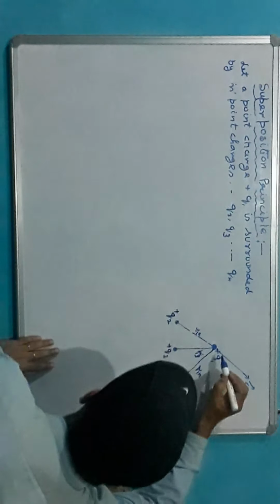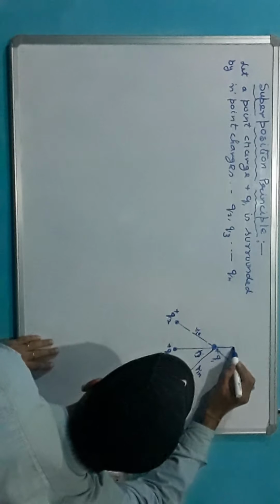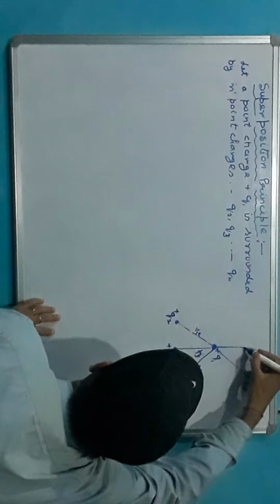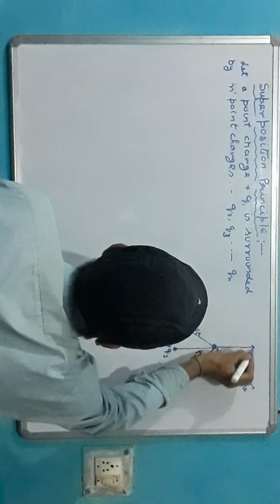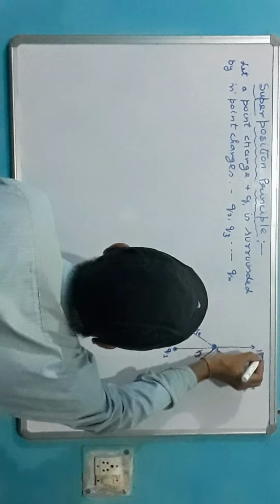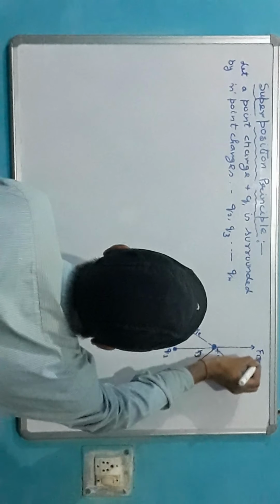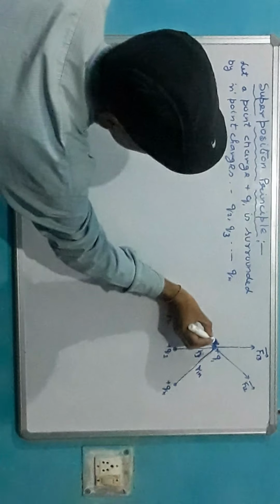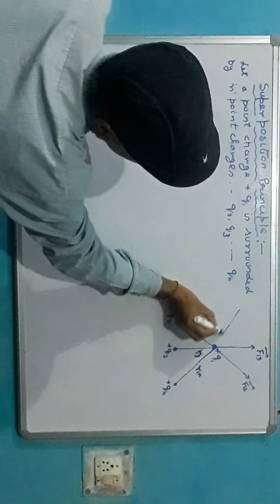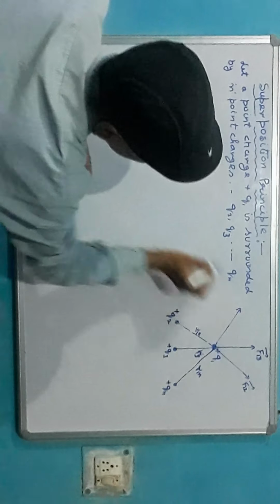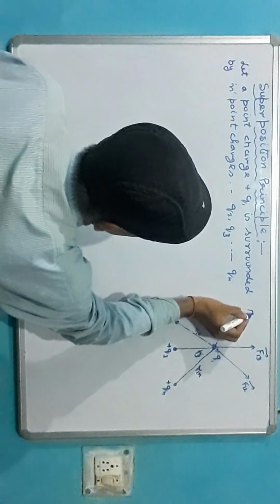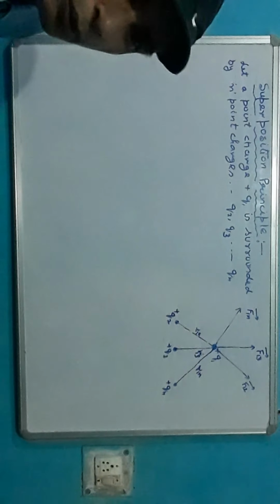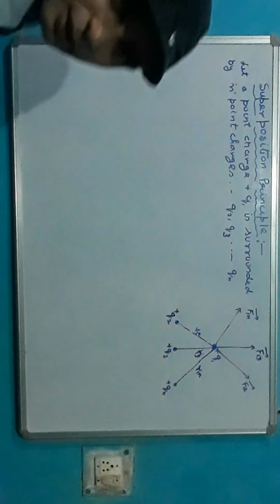In the same manner, I can draw the force which is acting on charge q1 due to charge q3, that is F13. In the same manner, I can also draw the force which is acting on charge q1 due to charge qn, that force is F1n.